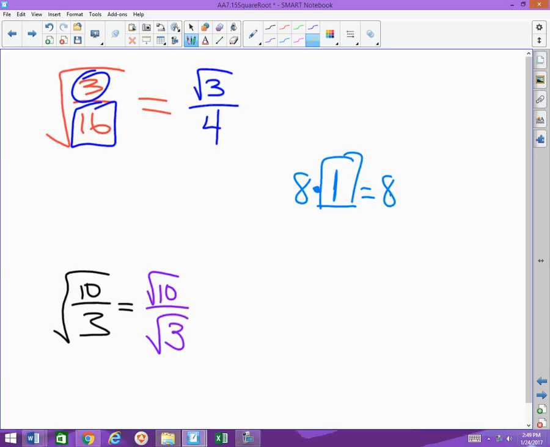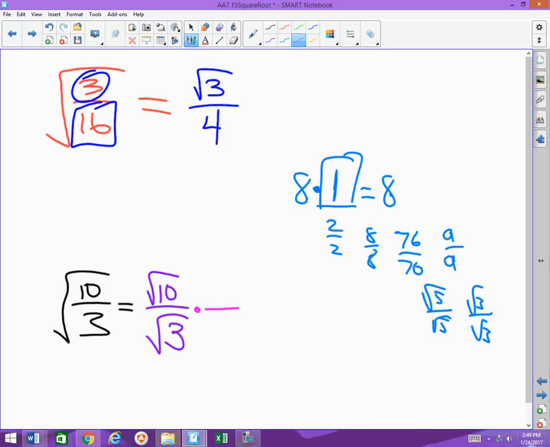Well, 1 is a special number because 1 can take on many different forms, like 2 over 2, 8 over 8, 76 over 76, a over a, square root of 5 over the square root of 5, square root of 3 over the square root of 3. Anything like that is 1. It doesn't change our number if we multiply by 1. So in this instance, because there's a square root of 3 in the denominator, we have to multiply by a form of 1. That form of 1 is the square root of 3 over the square root of 3.